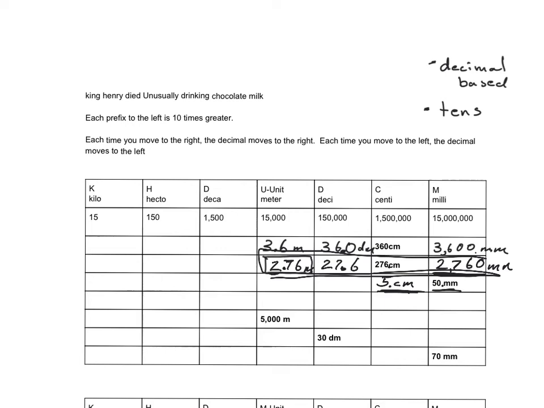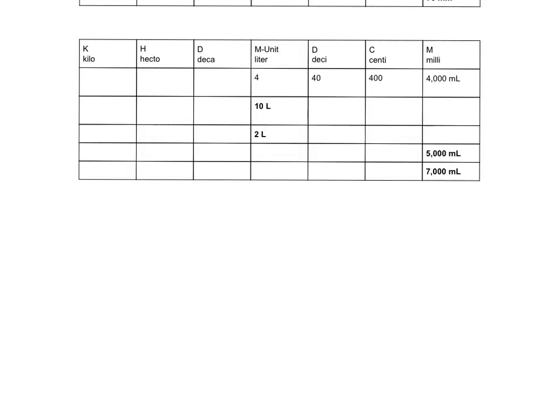And we could solve any problem like this. So if I had, I don't know, 23 kilometers, if I want to know how many meters that is, it's going to be 230 hectometers, 2,300 decameters, which is going to become 23,000 meters.